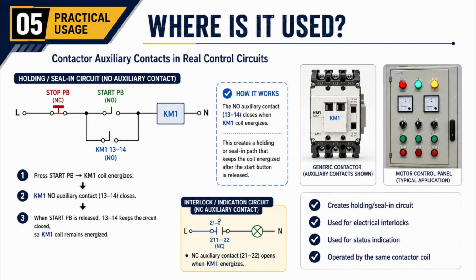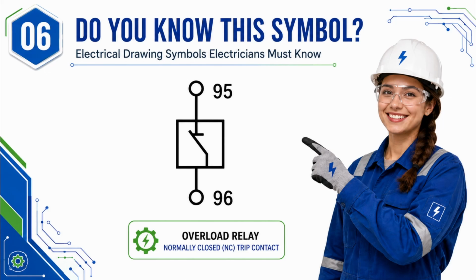Now let's see the most common application. When the start button energizes KM1, the 13 to 14 normally open auxiliary contact closes and creates a holding, or seal-in, path. This keeps the contactor coil energized even after the start button is released. Auxiliary contacts can also be used for electrical interlocks and status indication. Here is symbol number 6.